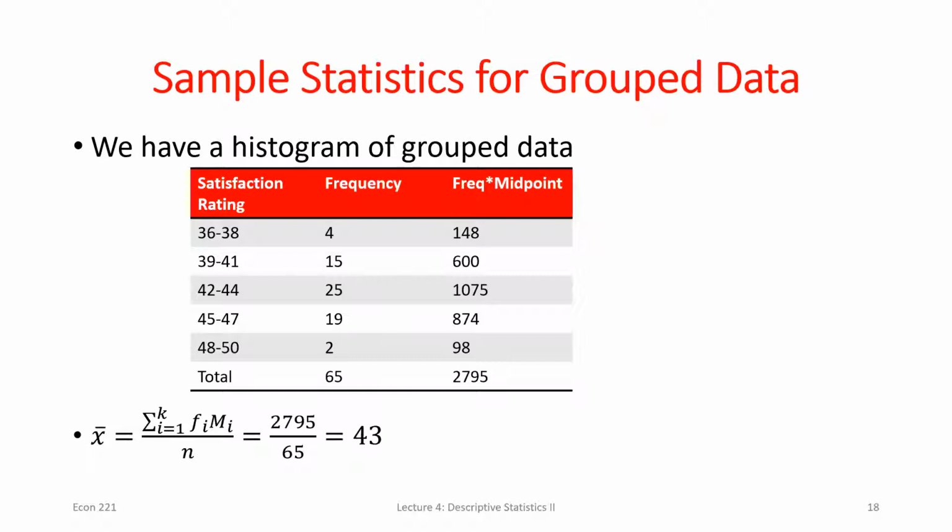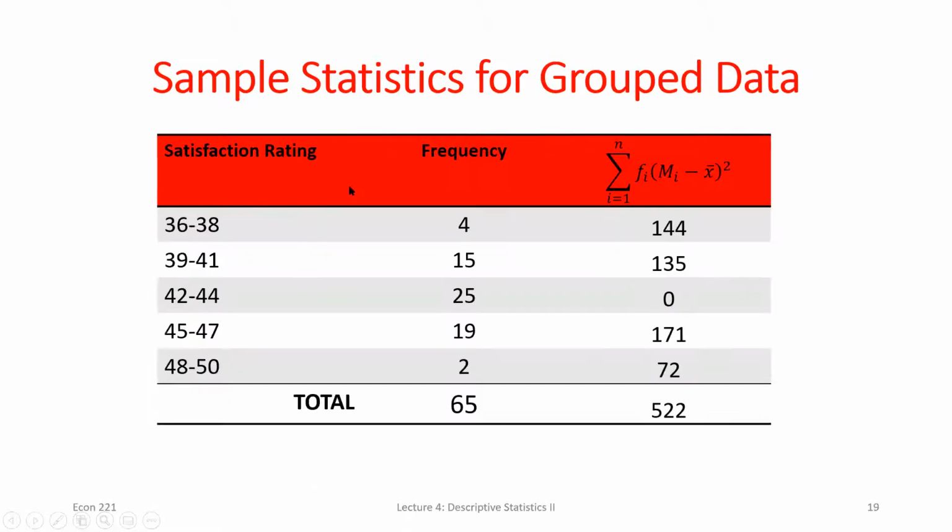Any questions on this? Are we okay with this? So we actually end up getting the mean here is exactly 43. So it probably is going to be around there, but it just happens to be exactly 43. So I can now use this mean to calculate the variance, right?